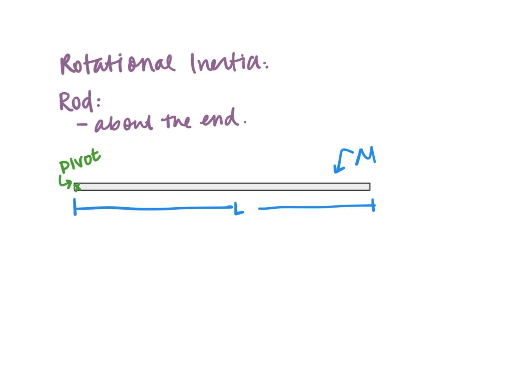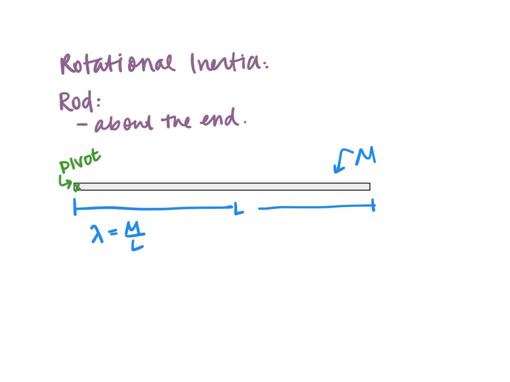Rotational inertia of a rod about the end. So let's say we have a rod, this long thin rod here. It has a length L, it has a mass M, and it has a pivot point here on the end of it. The linear mass density is uniform, so all little pieces of mass have the same ratio of mass to length.